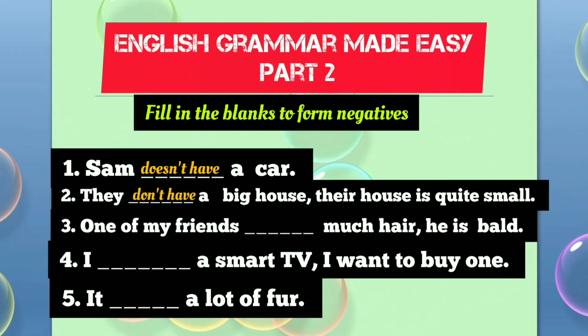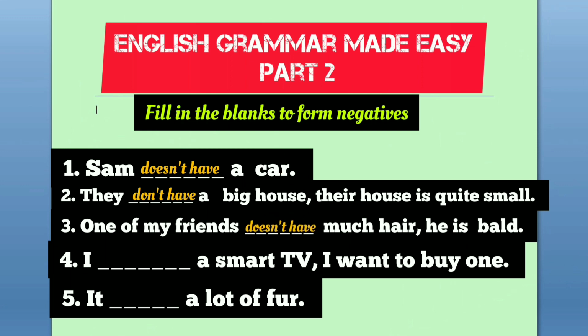So here also I'm going to use doesn't have. One of my friends, okay, doesn't have much hair. He is bald. Okay. So I'm using third person singular number here. Okay. So one of my friends means third person singular number, and I'm using doesn't. That's why. Okay. So let's see the next example.